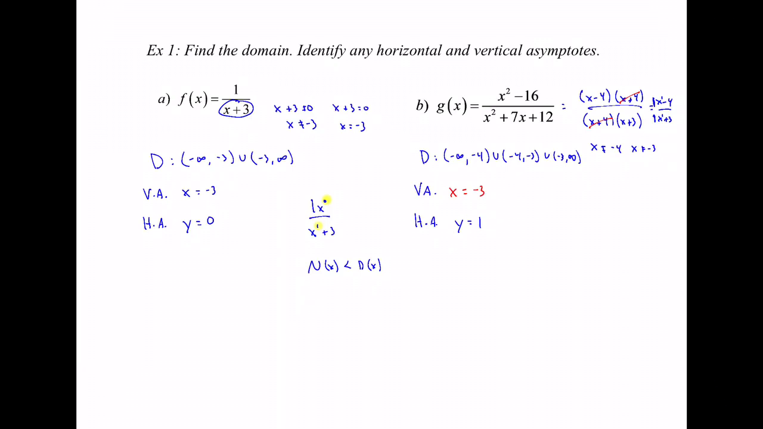So your domain is your restriction of your denominator. Your vertical asymptote comes from the simplified version of your rational function where the denominator is equal to 0, and then for your horizontal asymptote, you have to compare the degrees of the numerator and the denominator.